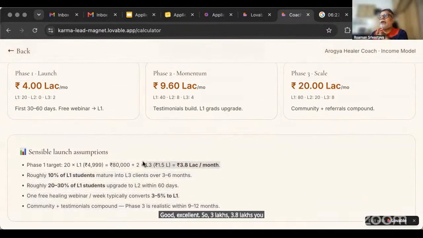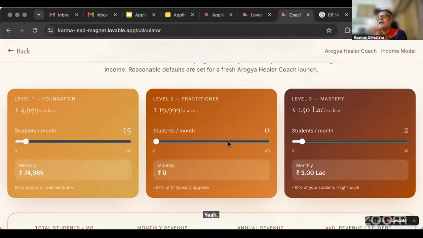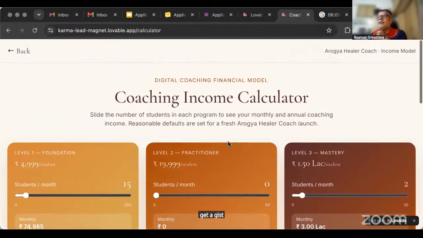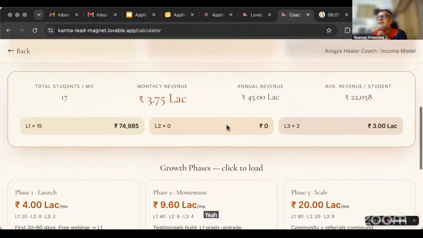I would like to add a couple of graphs here. I don't know how to use that, but we can just visualize it and get a gist of what exactly is going on. Yes, for your healer coach. And you can also show how many students. Yeah, right. Brilliant. How do you feel?